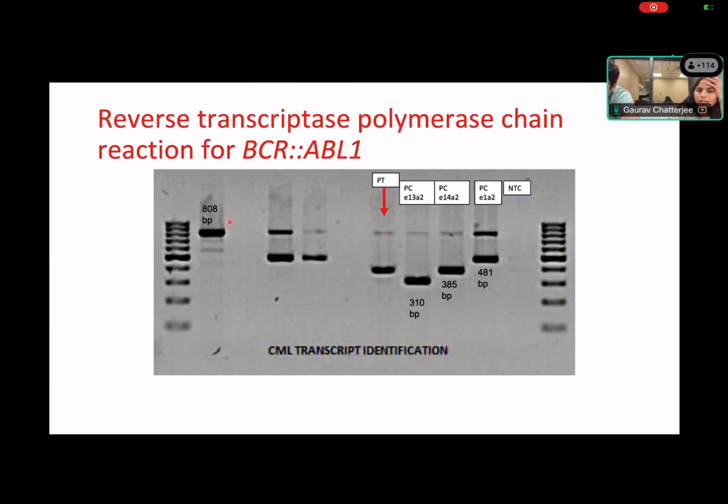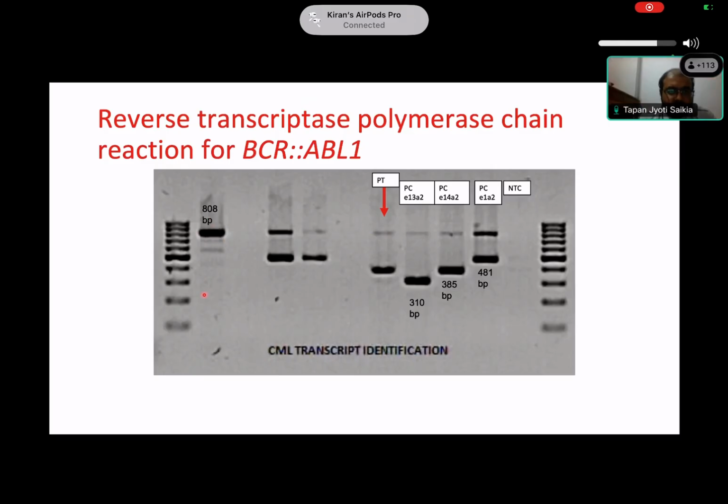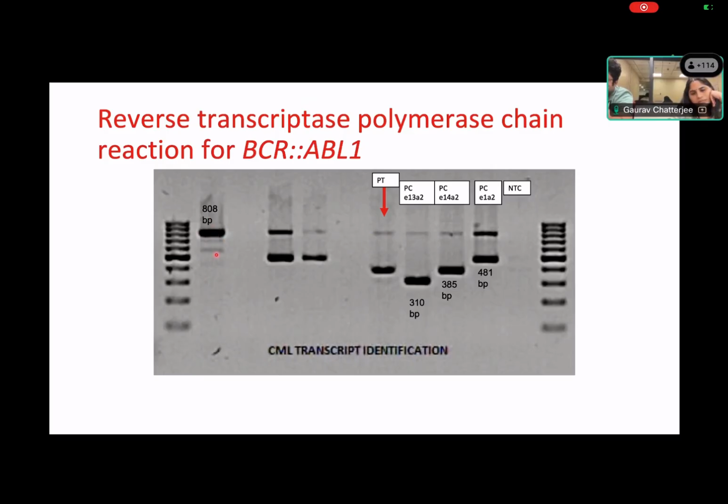Okay. Now suppose this first case is showing us only a band of 808 base pair, and there's no other band. What will you consider this case as? Control. Okay, Preeti was saying something. The control primer or control region has worked, but there's no other band. That means this case is negative for PCR. Okay. But at the same time, if I tell you that I had put a PCR for this also, but there's no band at all, can I call this negative? The reaction has not occurred because the control band is not there.